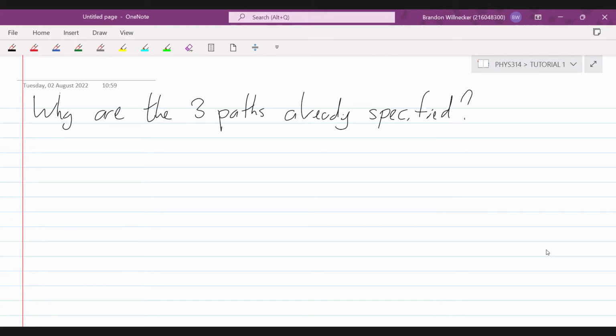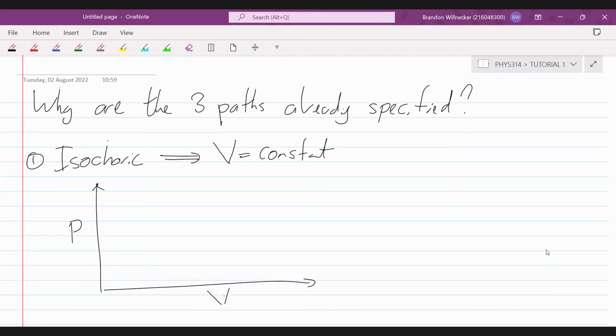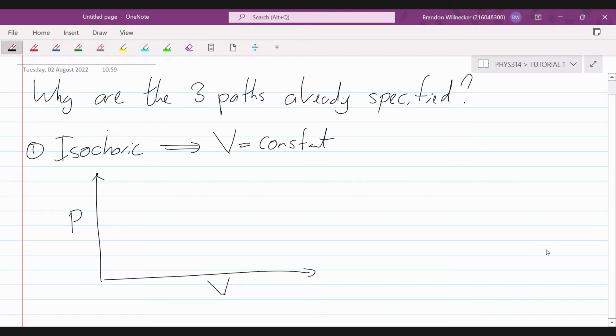Number 1 is isochoric. So remember, that means that the volume is constant. So if we look at our state space, that's where we do our integrals, PV. Okay, we're going to start off at some state, P1V. And we have to end at another state with the same volume because it's isochoric. So we have to end up somewhere here, P2V.